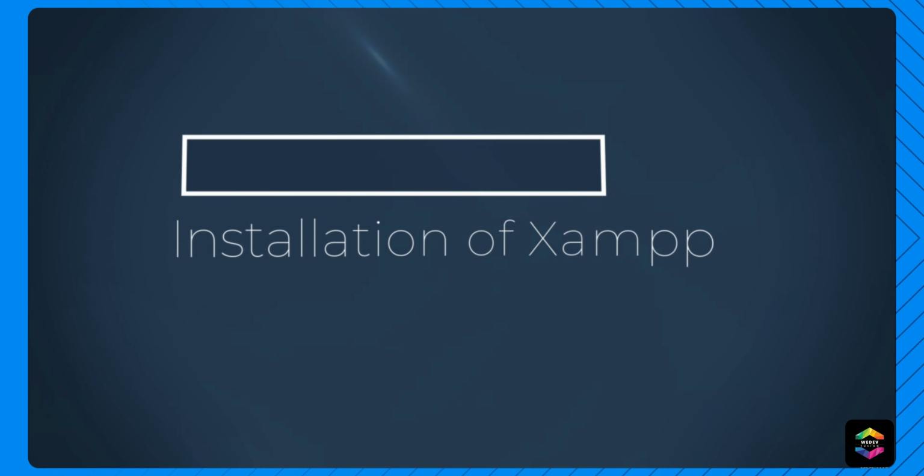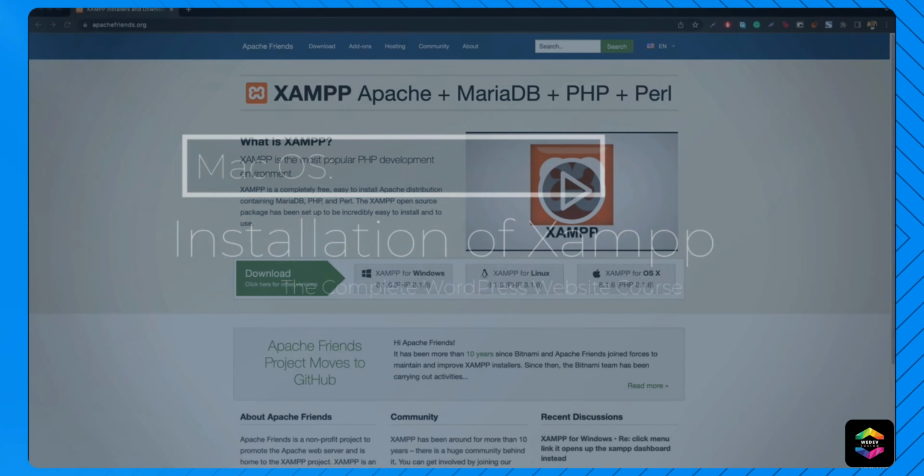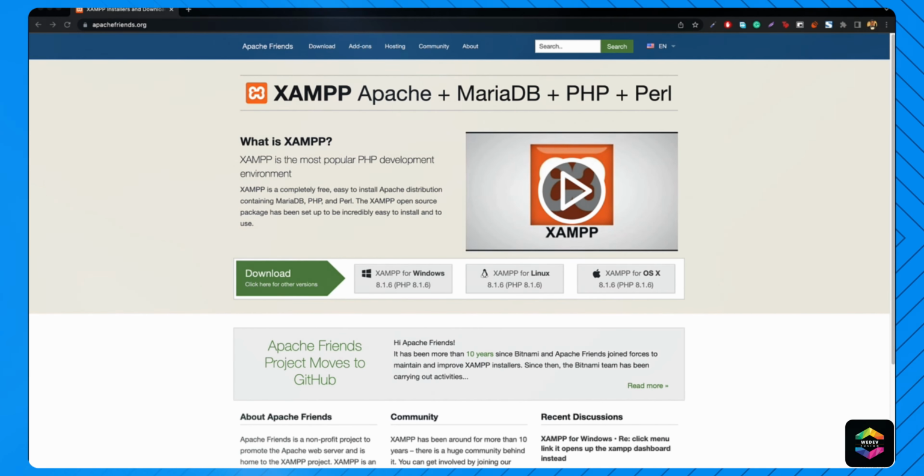In this section, we will learn how we can install WordPress on the Mac operating system. So if you are using the Windows operating system, then I would recommend you to watch the previous section that is all about the Windows operating system. Alright, let's just go ahead and let's get started.